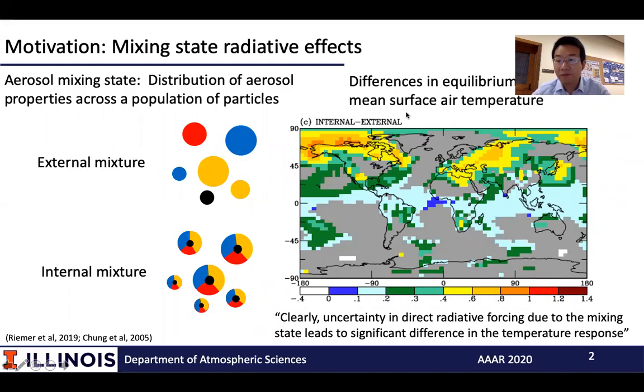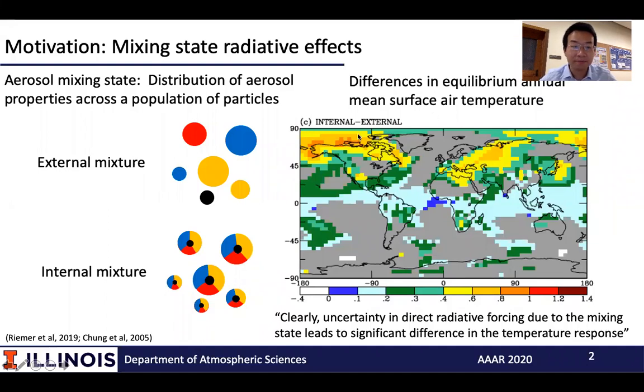A study in 2005 shows the changes of air temperature depending on the assumption used for aerosol mixing state. In the external mixture assumption, each particle has only one species, and for the internal mixture, all the particles have the same composition. We can see from the map that uncertainty in direct radiative forcing due to the mixing state assumptions leads to a significant difference in the temperature response.